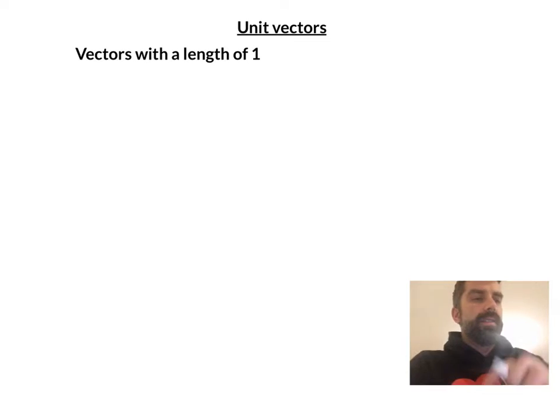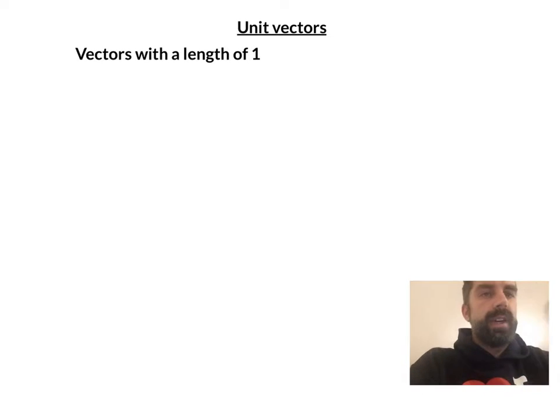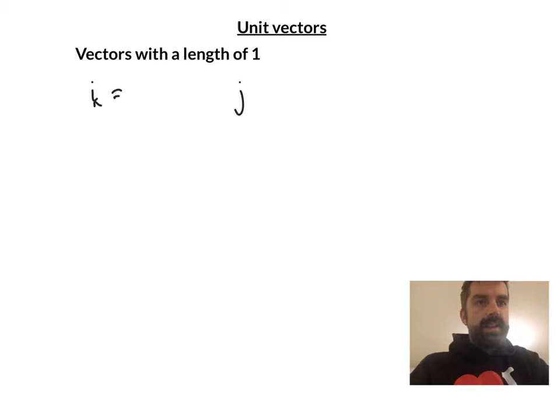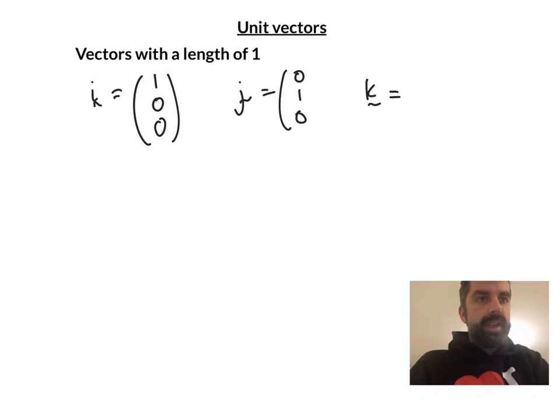Now in particular, there are 3 unit vectors that we find really interesting and useful. So we refer to them as I, J, and K. You might have seen I and J before. So I basically has an X component of 1 and the other 2 components are 0. J is the same, but its Y component is 1, and K is the same, but it's got a Z component of 1.